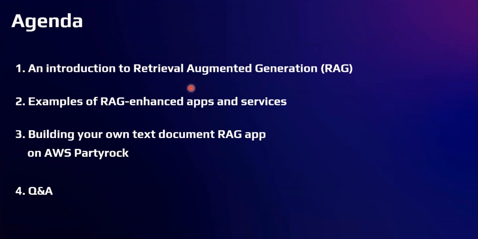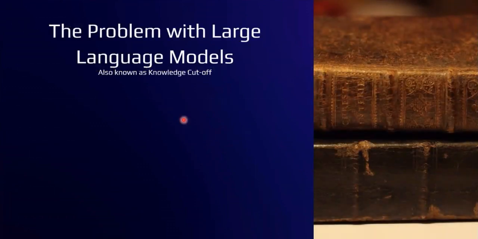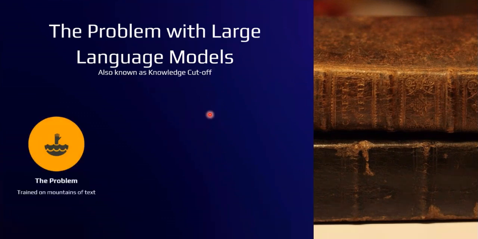Okay, so let's get into it. So let's start off with the problem with large language models. This problem is known as knowledge cutoff. The large language models know a lot of things. They are trained on a huge mountain of text, basically the entire internet. The problem is that it's trained up to a certain point in time. So anything after that, the large language model doesn't know anymore.